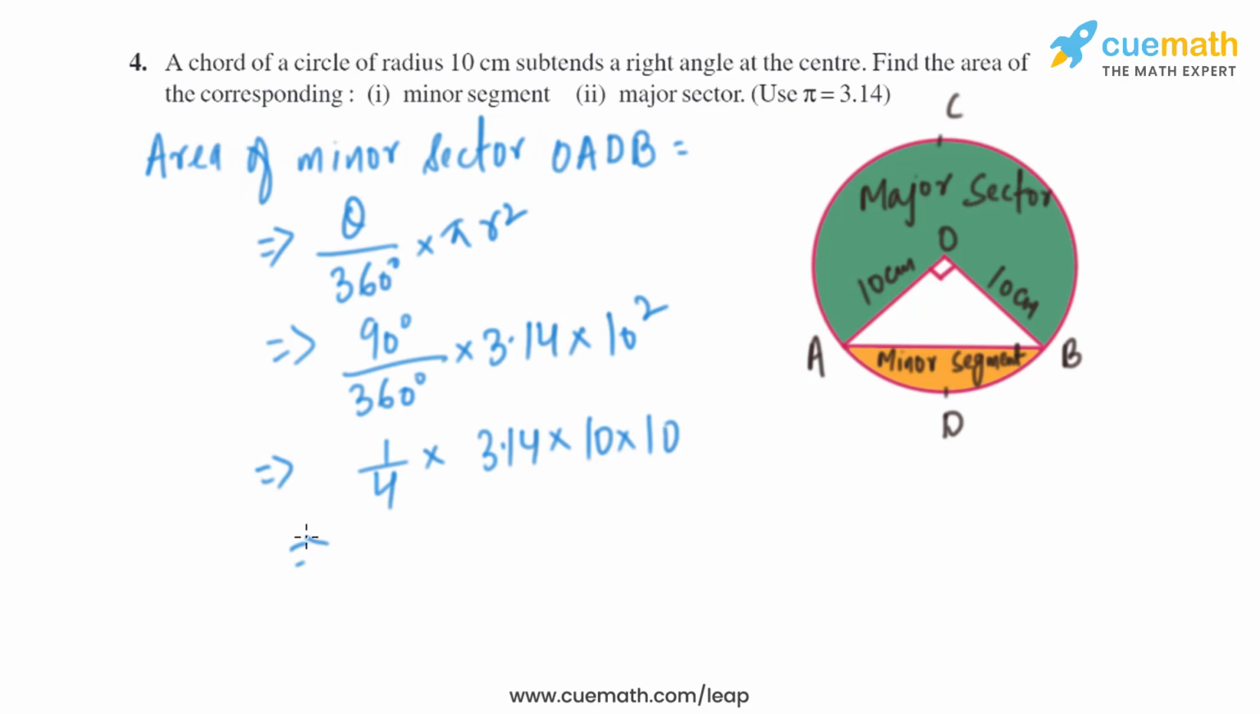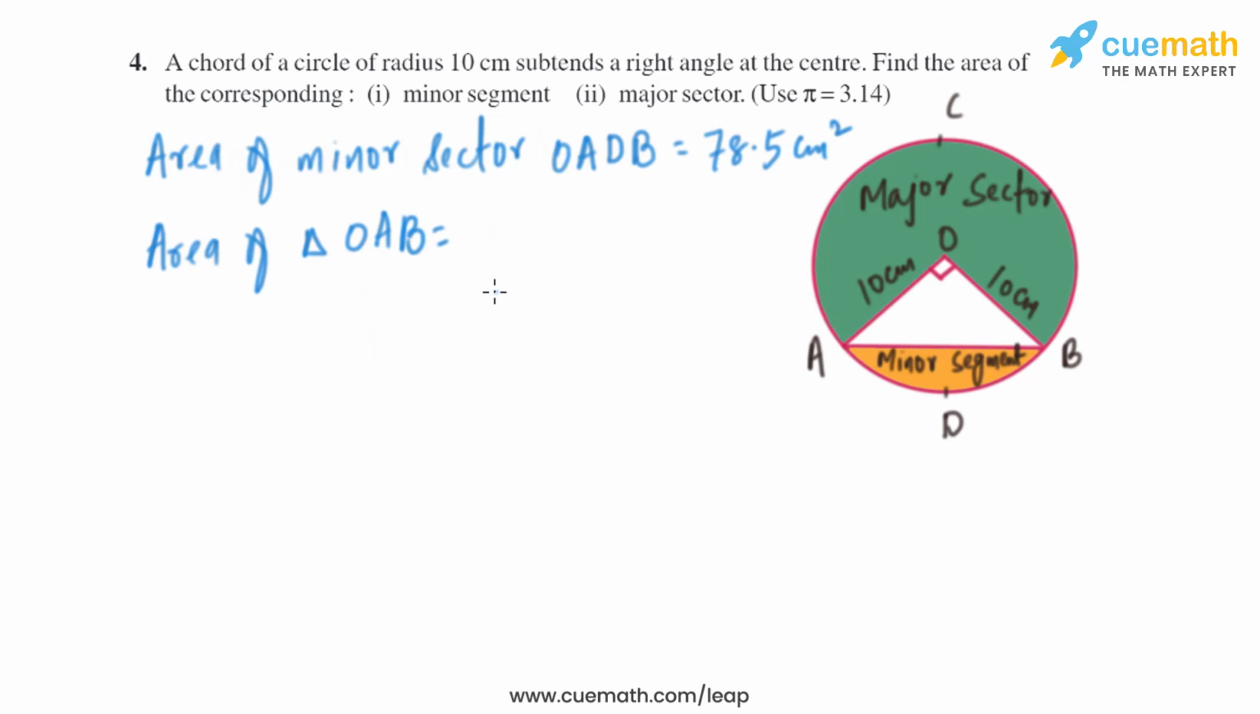And on further solving this, we will get the final area of the minor sector OADB as 78.5 square centimeter. Now let's find the area of triangle OAB.